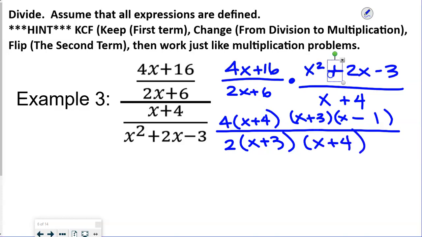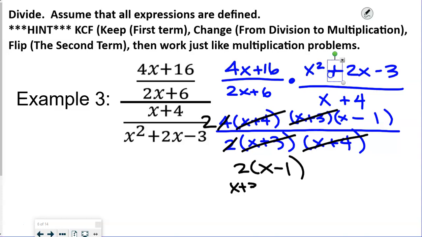That we can multiply. Okay, so now we're going to look for our like terms. Well, first of all, I noticed that there's a 4 over a 2. Well, this can be reduced, right, to 2 up here. We have an x plus 4 there and an x plus 4 there. We have an x plus 3 there and an x plus 3 there. So the only thing that we're left with on top is 2 times x minus 1. Here again, if we were to talk about our excluded values, x plus 3 equals 0. So x cannot equal negative 3. x plus 4 equals 0. So x cannot equal negative 4.